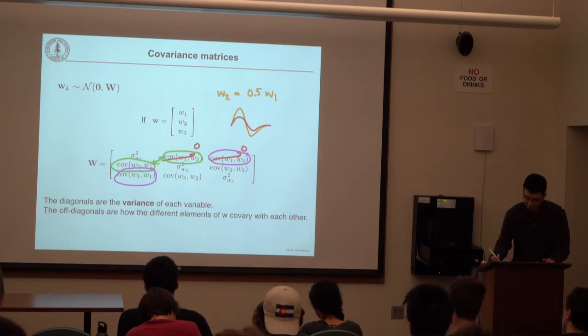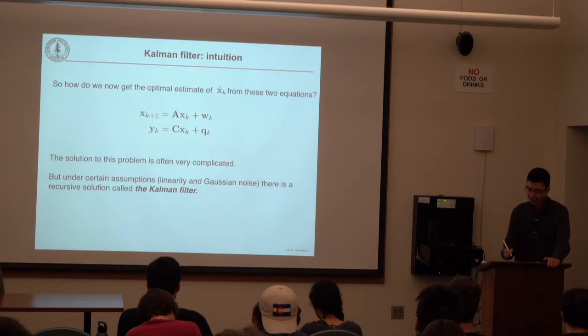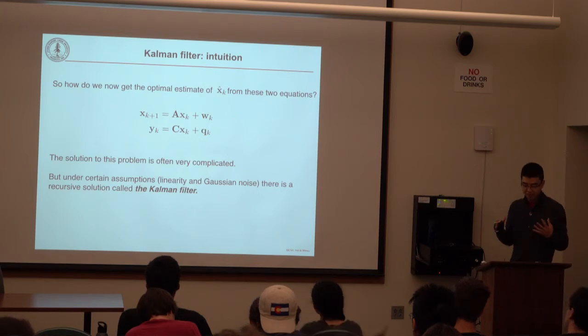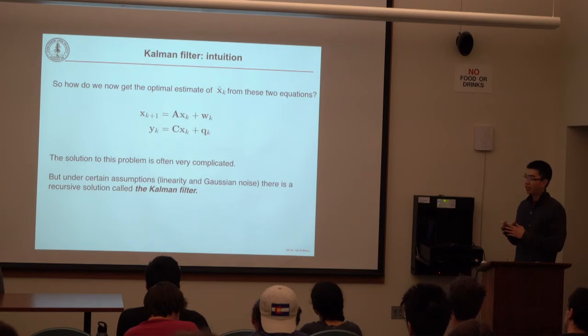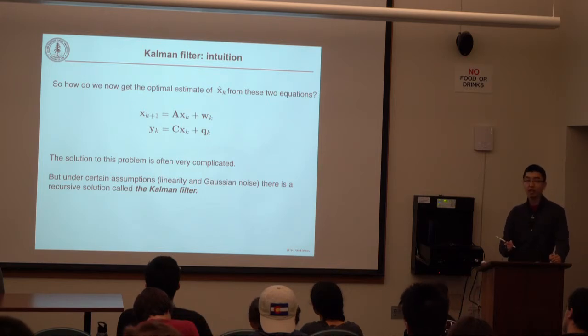All right, and so the Kalman filter, again, is how we get the optimal estimate of x of k from these two equations. Now, in general, knowing how to meld these two equations is very complicated. And so there is the Kalman filter, but the Kalman filter only works under certain assumptions. And the assumptions are that these dynamics are linear. So these equations here, x_{k+1} equals A x_k, are linear equations.